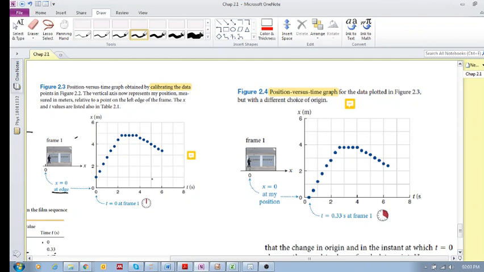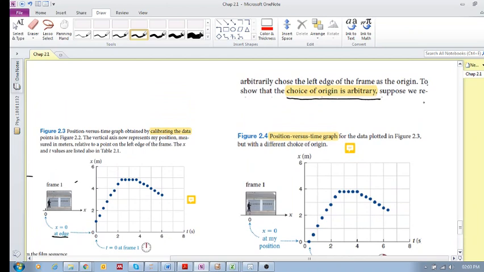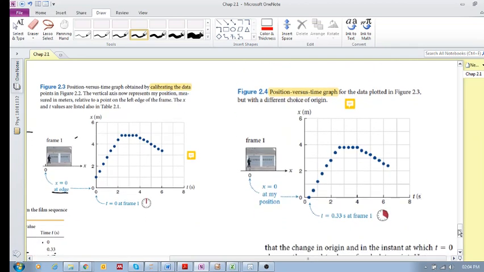Now in this video what we want to show you is, let's look at this statement here. Your textbook says we want to show that the choice of origin is arbitrary. Okay, what does that mean? It means that we can shift the origin of the position, and we can shift the origin of the time. Let's just show this quickly.